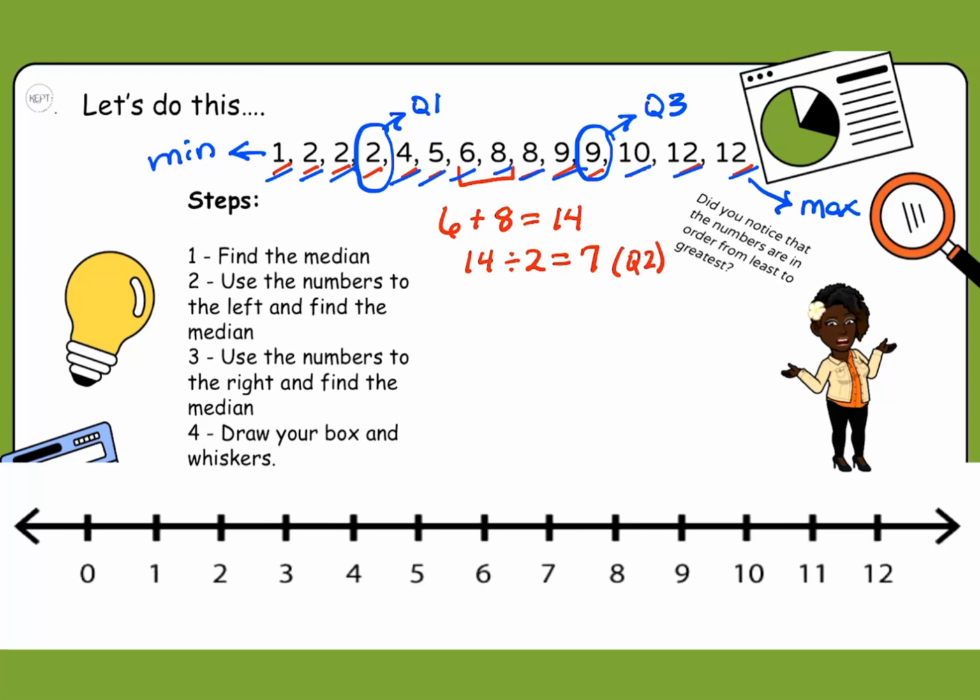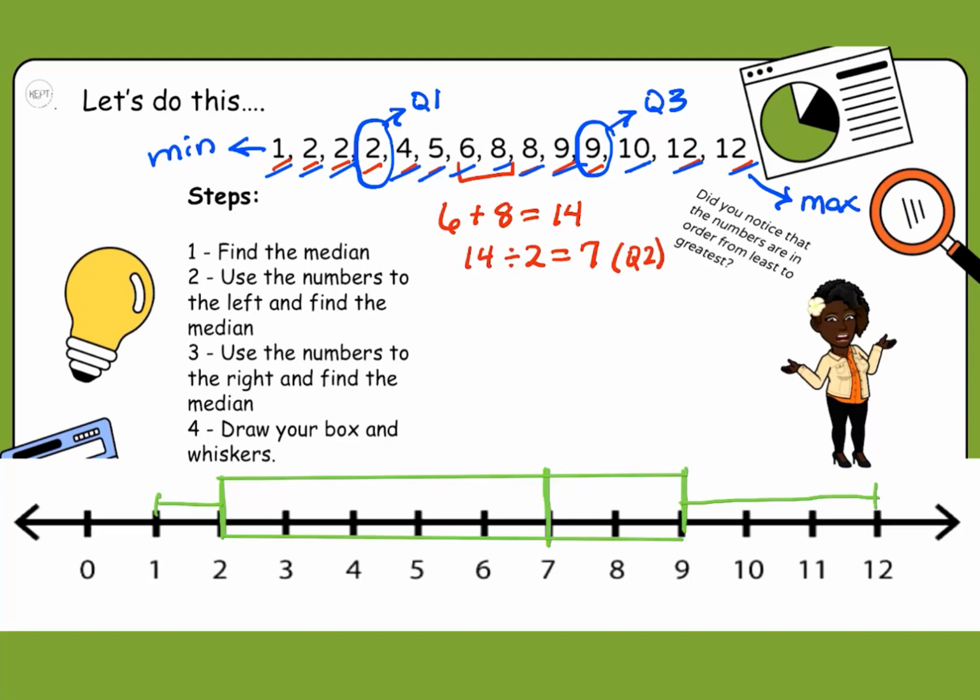So now let's put this on our number line. 7 is our Q2, 2 is our Q1, and 9 is our Q3. Now we're going to use that to draw our box. And now we need to add on our extremes. So 1 is our minimum. We draw a whisker down to 1, and 12 is our maximum. We draw a whisker up to 12. That is how you draw a box and whisker plot from the data that you were given.